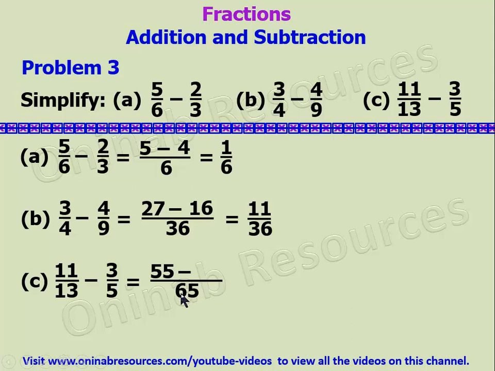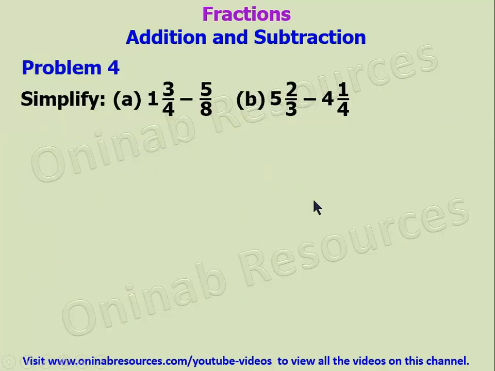Then minus 65 divided by 5 gives 13. 13 times 3 gives 39. So we have 55 minus 39 gives 16. So 16 over 65. And 16 over 65 is the difference between 11 over 13 and 3 over 5. So we have done justice to problem 3. So we go to problem 4.